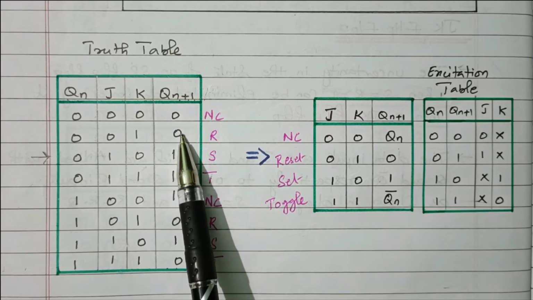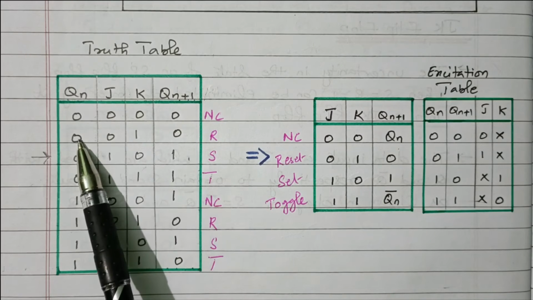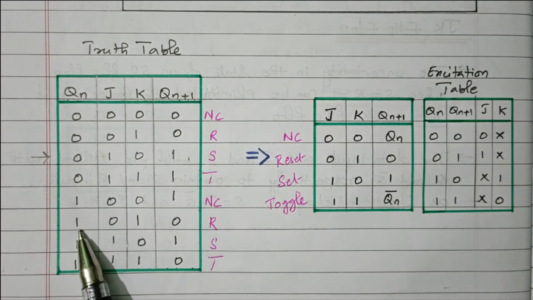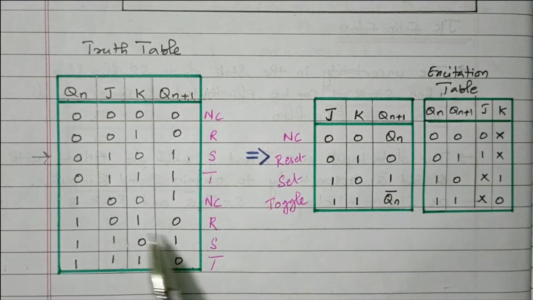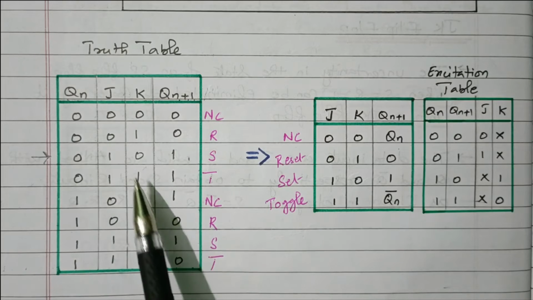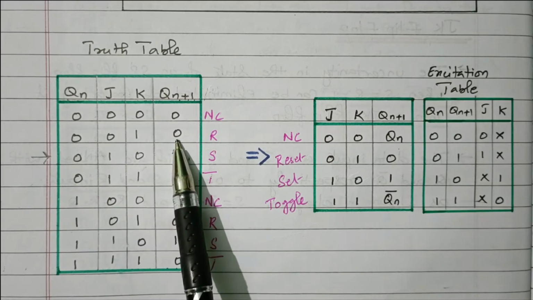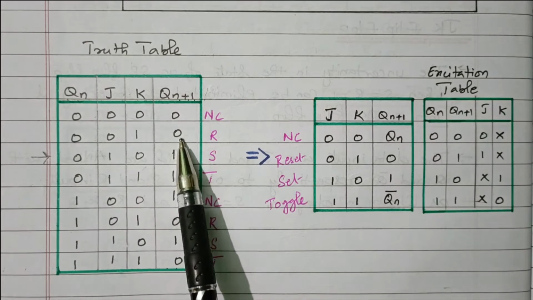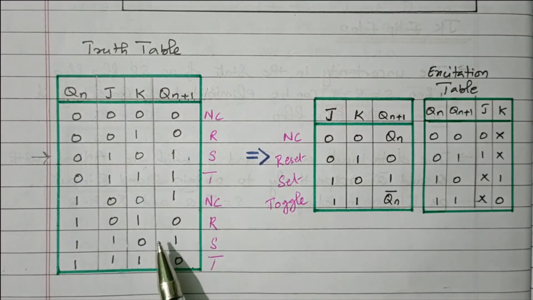Reset means 0. Whatever may be the previous state, 0 means 0 is maintained, and 1 means it will be reset to 0. So that is available. For reset 0, 1: if the previous state Qn is 1, it will reset to 0. Right? So 0, 1 means the next state output will be 0.